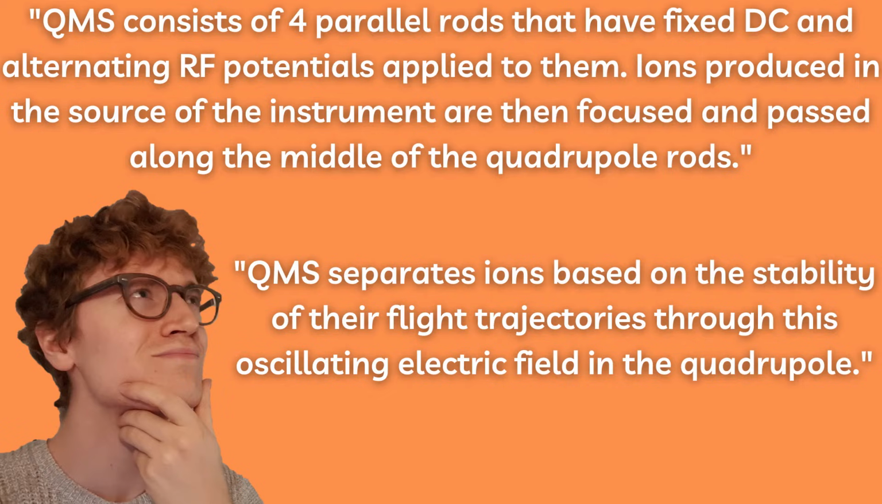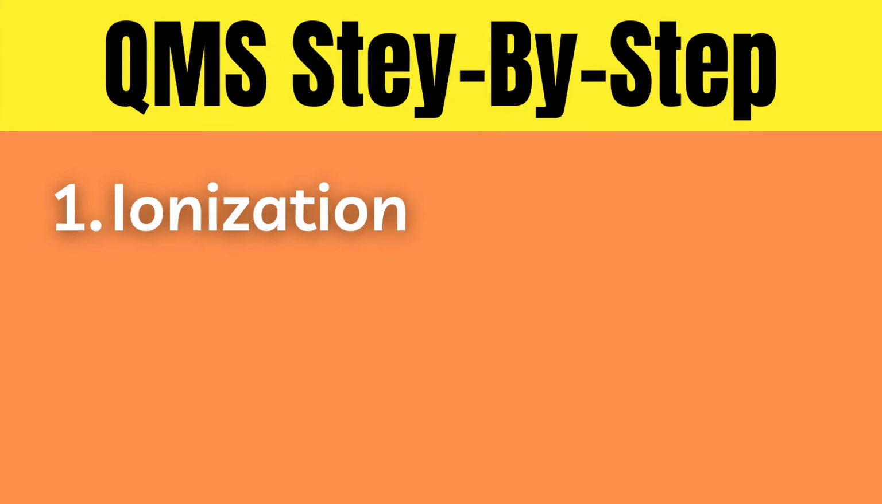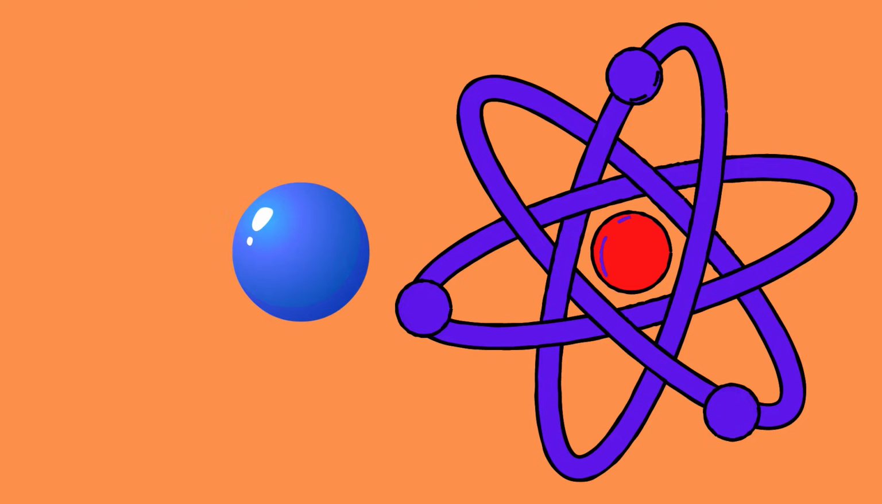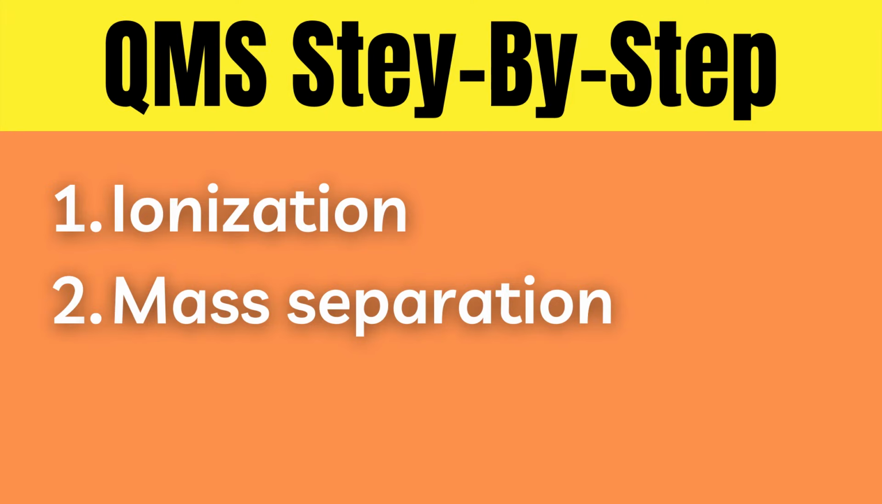As you can tell, there is quite a lot to unpack here, so let us dive into what this looks like in further detail. First, as always with mass spectrometry, the sample has to be ionized. In the case of quadrupole mass spectrometry, this is usually done by electron bombardment. If you want to know more about how that works, I have a video linked by the end of this one. In a nutshell though, the sample gets shot repeatedly by electrons, which in turn knocks off some of its electrons, making it ionized.